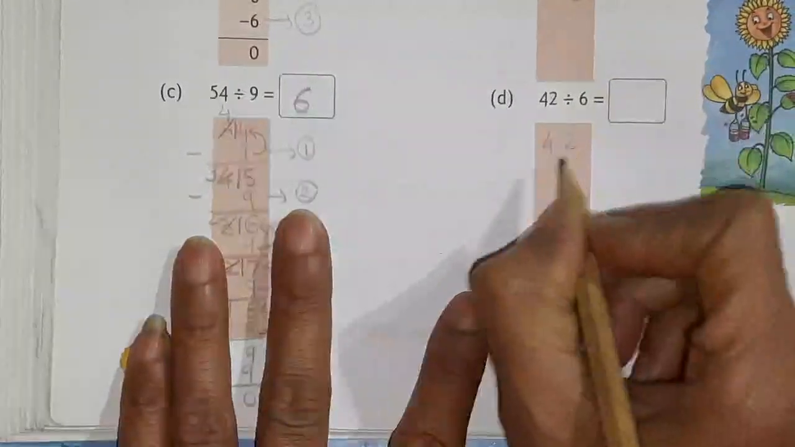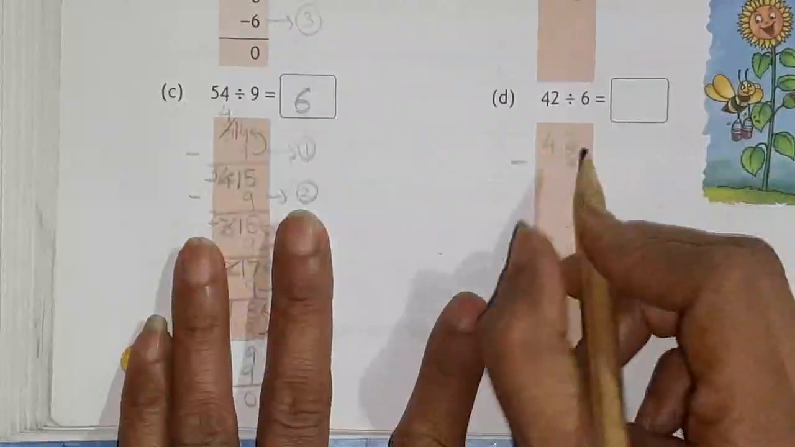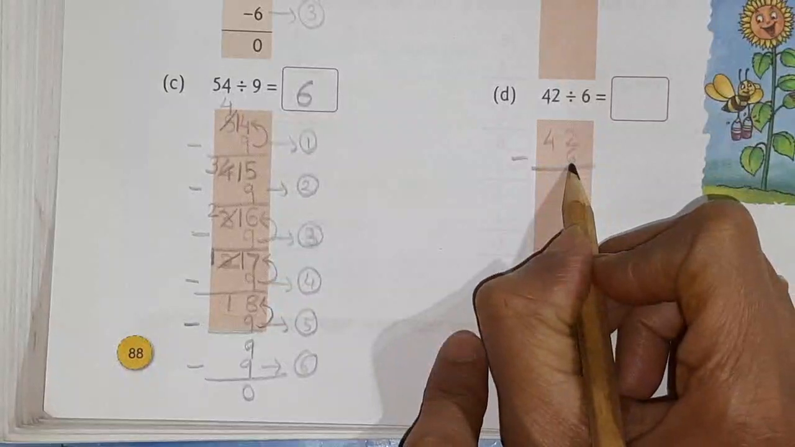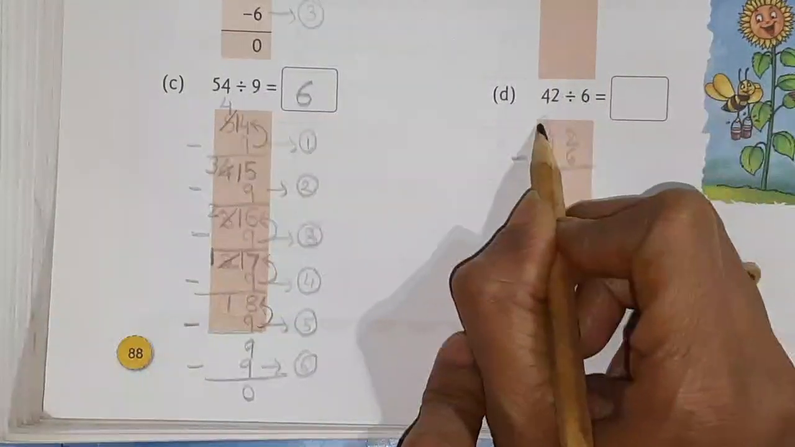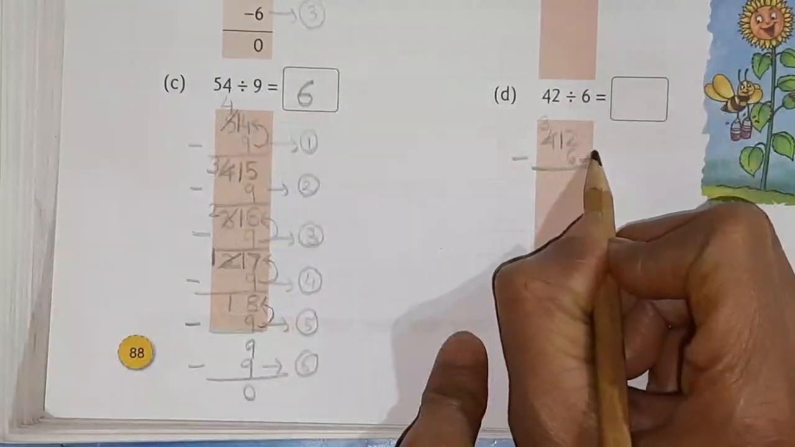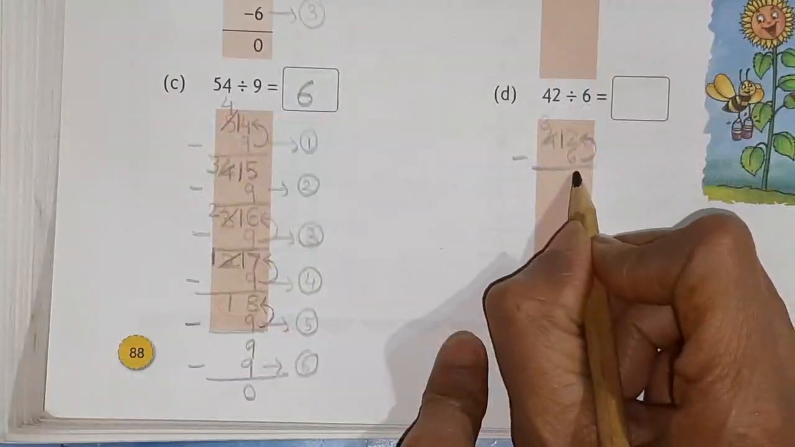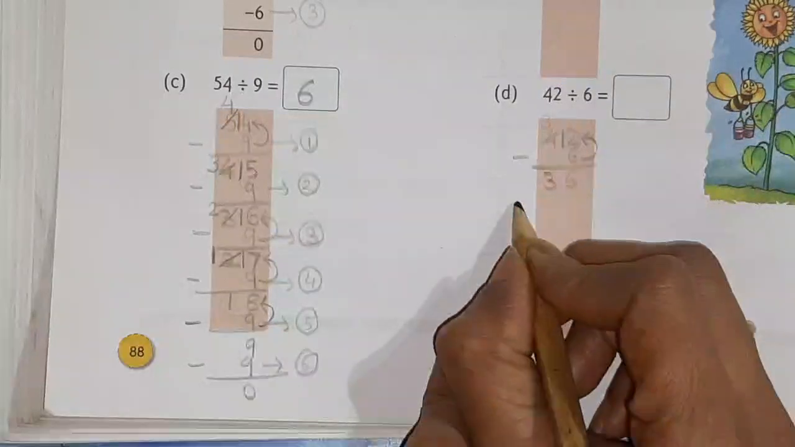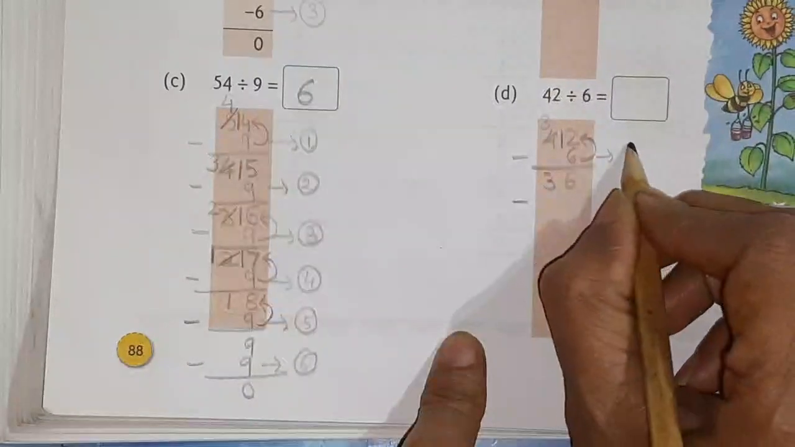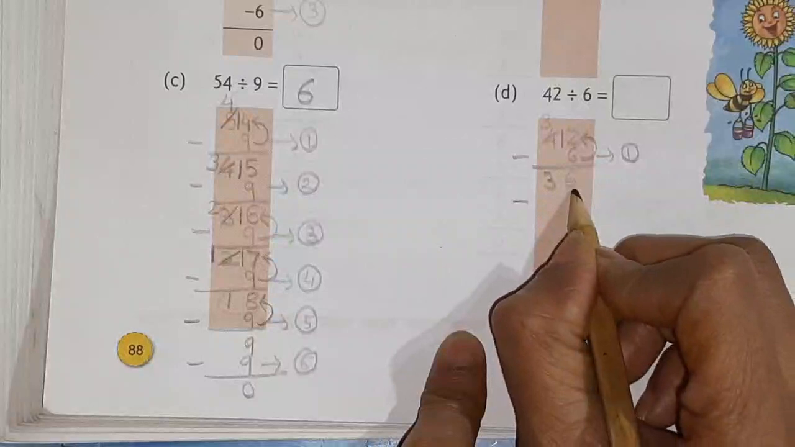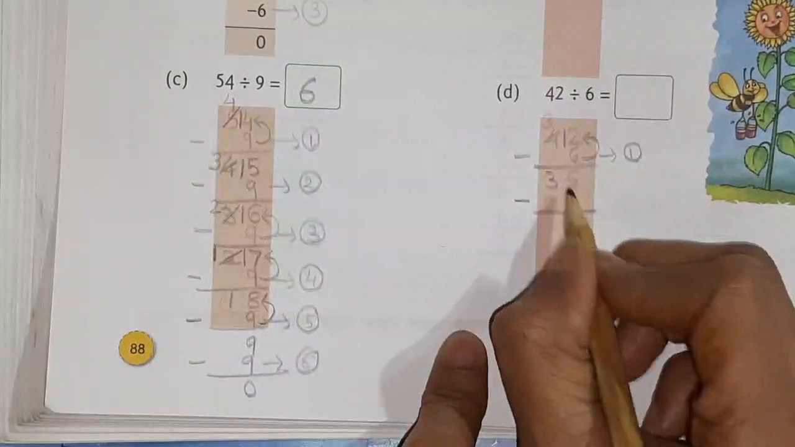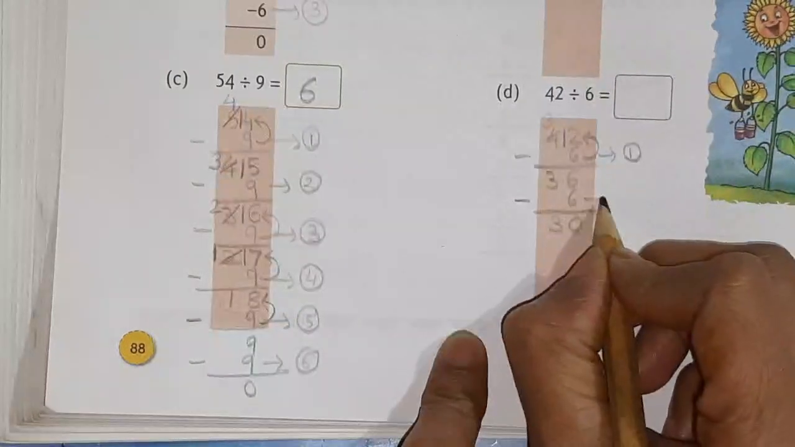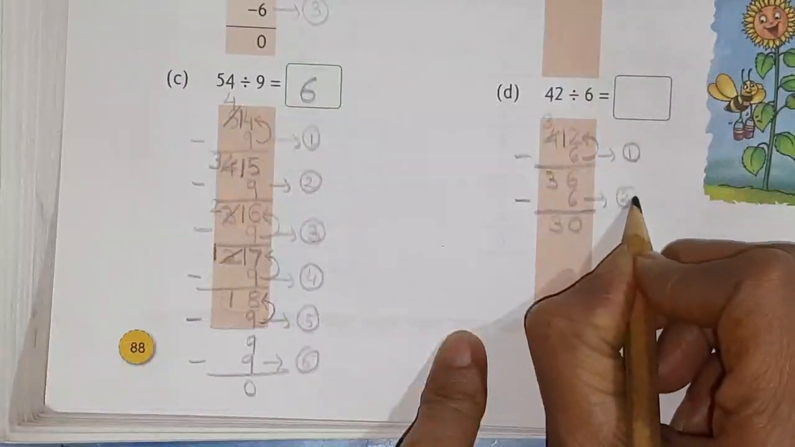42 minus 6. Again, open 2 fingers, cut 6. It is not possible. Borrow from 4. Count 6 after, till 12. We are getting 6 as the answer. 3 will come as the answer. Now this is one time. Again, cut 6. 6 minus 6, 0. 3 will come down as it is. Now this is the second time.